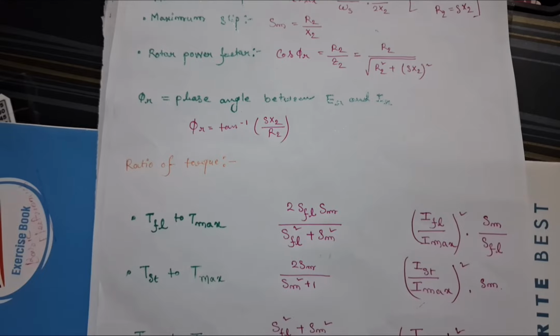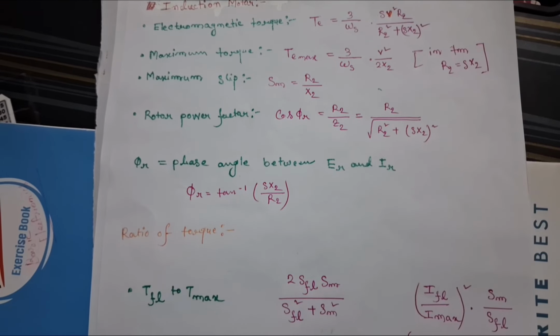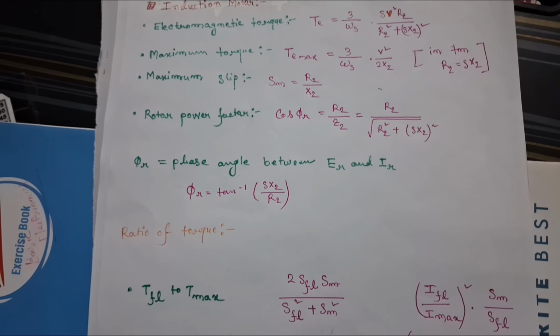Then you have to remember the formulas of the ratios between the various torques. First, remember the formula between full load torque and maximum torque, T_FL to T_max. The formula of T_FL versus T_max is 2 into S_FL S_M divided by (S_FL squared plus S_M squared). Here S_FL is full load slip, S_M is maximum slip.